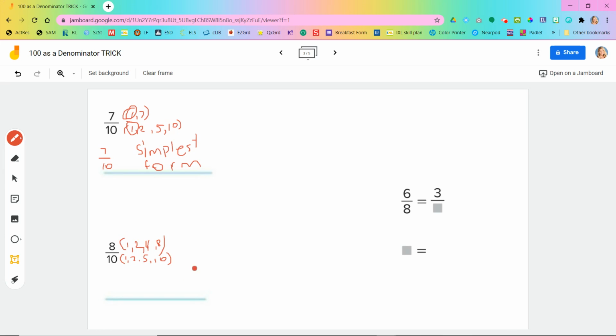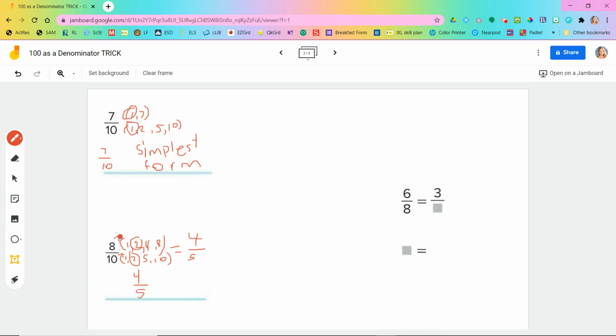All right, so now we're going to look towards the right and look back to the left. Start with our greatest and work our way down because we need to find that GCF, the greatest common factor. For this one, that is 2. So this one's not in simplest form, so I need to divide. 8 divided by 2 is 4. 10 divided by 2 is 5. So 8/10 in its simplest form is 4/5.